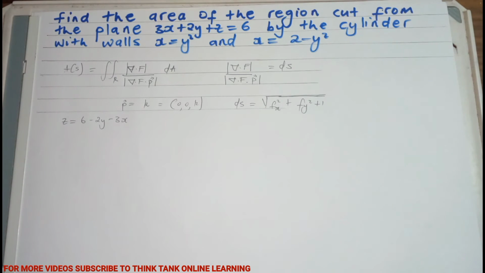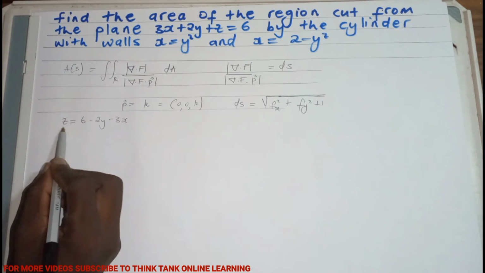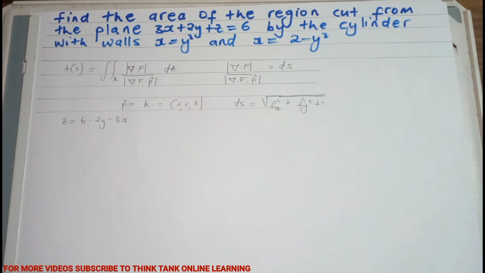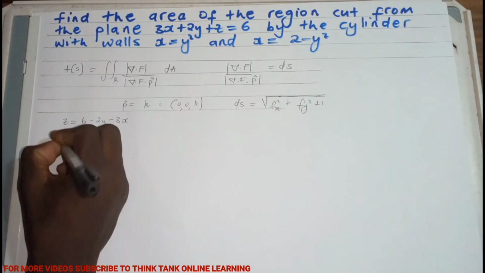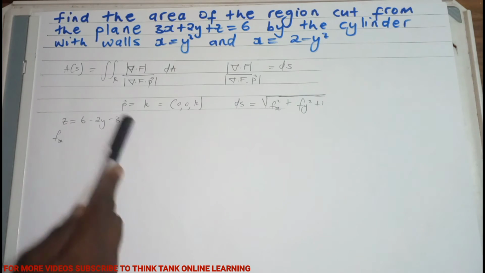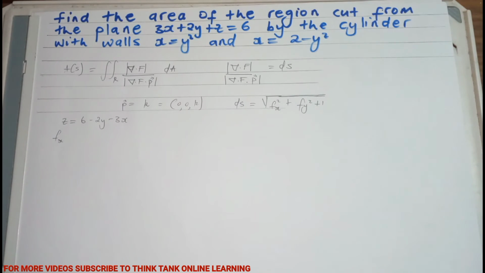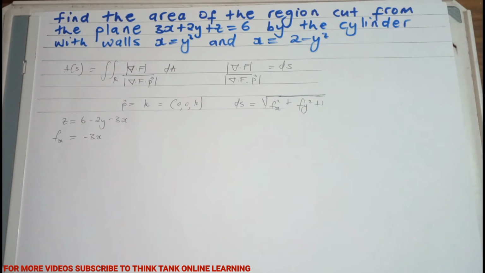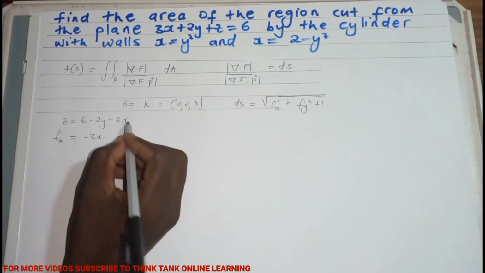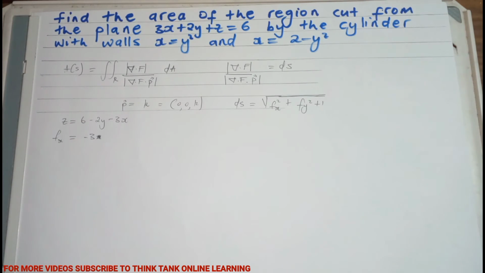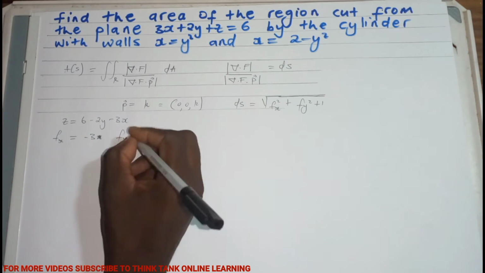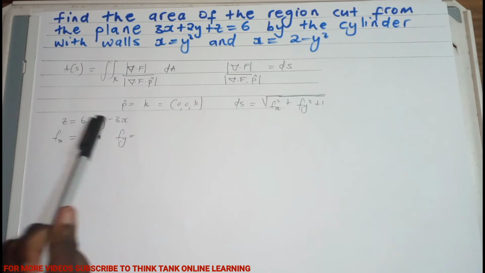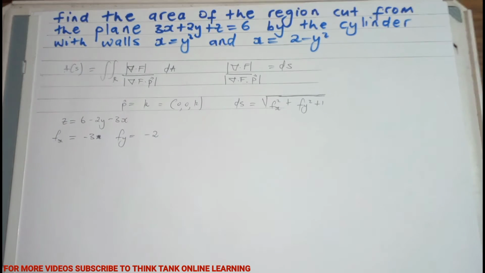Okay, and I want to find the partial derivatives of this function. So I'm going to say fx, that means I am going to differentiate this function with respect to x, and I'm going to treat all other variables as constants. The derivative of −3x is just −3. Then the partial derivative with respect to y is going to be −2. Okay, so we're good here.